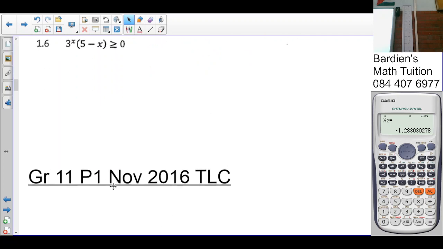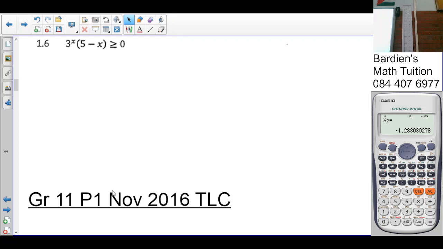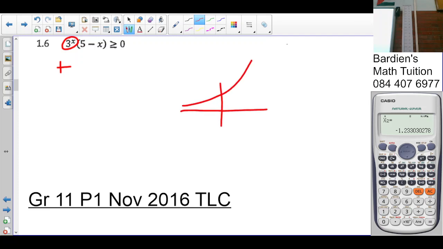Look at 1.6. Another inequality. However, what you notice here is that 3^x is always positive. Not so? If I draw the 3^x graph, this is 1. What do you notice? It's always positive. But now you see that it is greater than 0. What does greater than 0 mean? Positive.